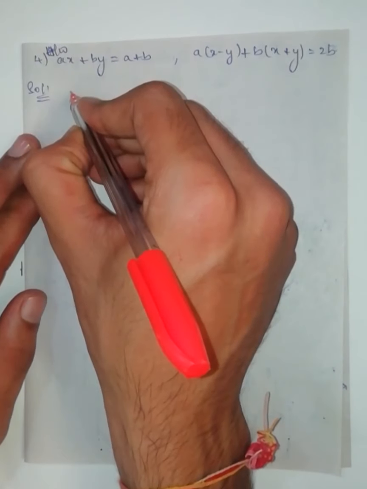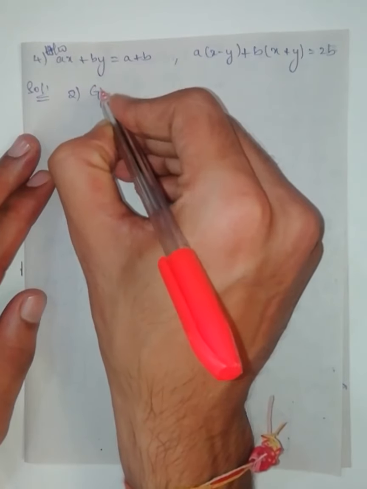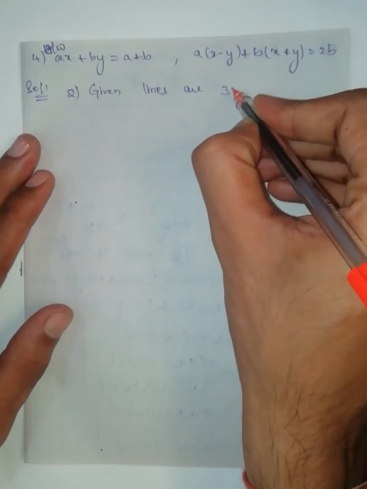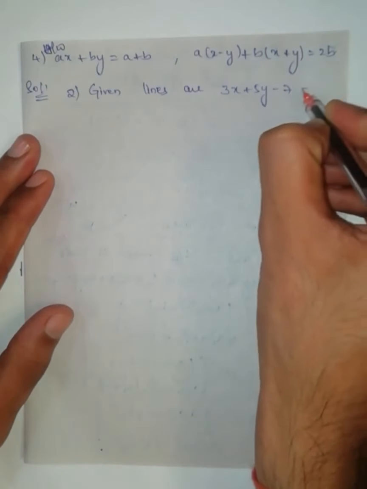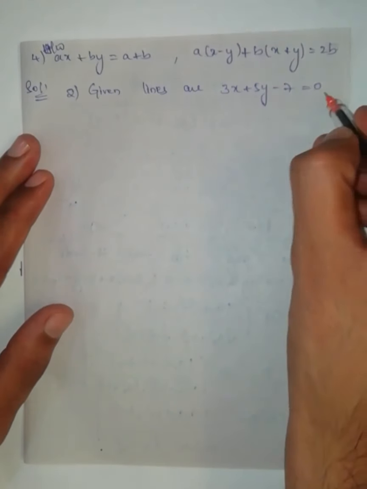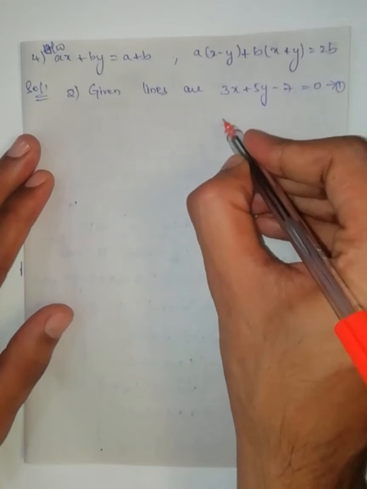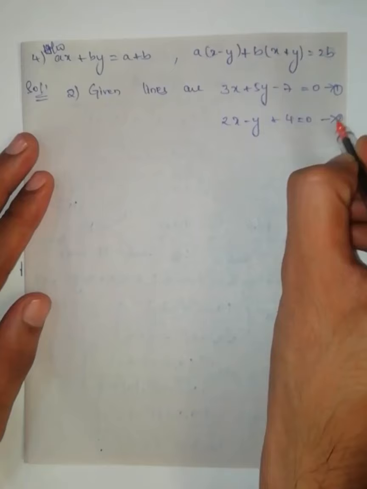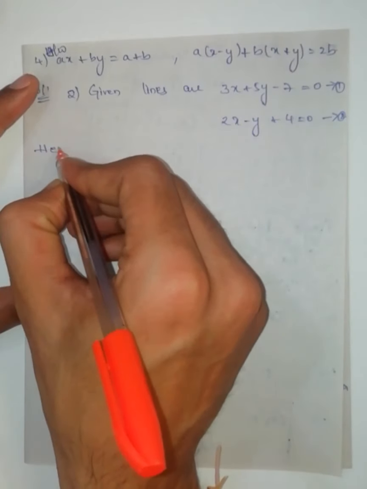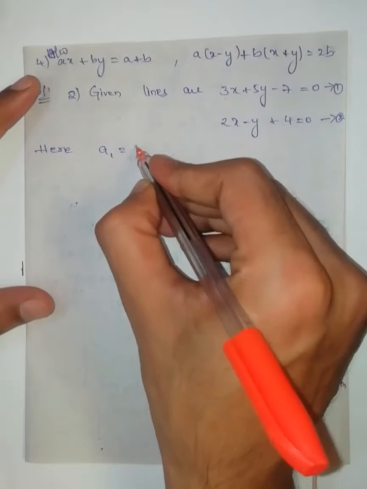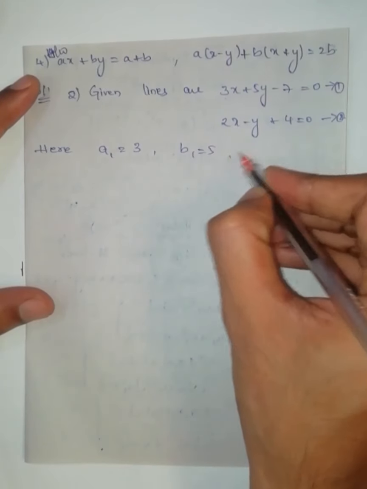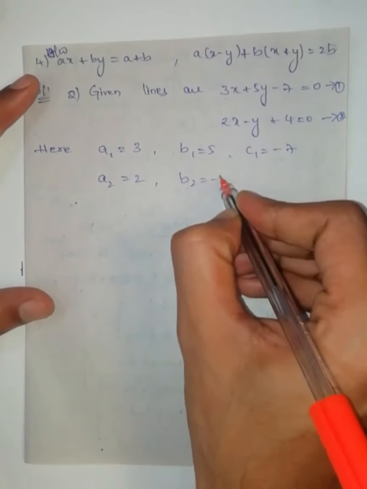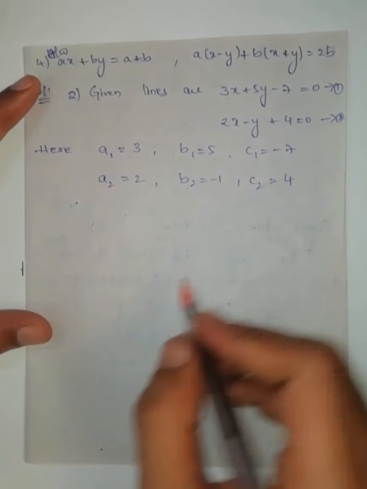Solution. So first, the second one. Given lines are 3x plus 5y minus 7 is equal to 0, this is equation number 1, and the second line 2x minus y plus 4 is equal to 0, equation number 2. Here a1 is 3, b1 is 5, c1 is minus 7, a2 is 2, b2 is minus 1 and c2 is 4.